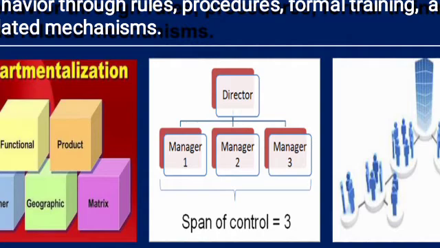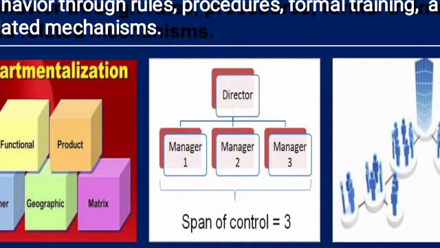Okay, see that one, we have one director. Under the director we have three managers. Now the span of control of the director is 3. Under the manager there may be 4 or 5 supervisors, which means the span of the manager will be 5. Next one is centralization.